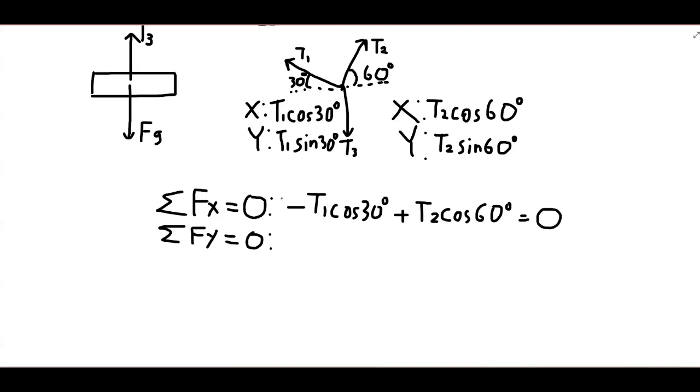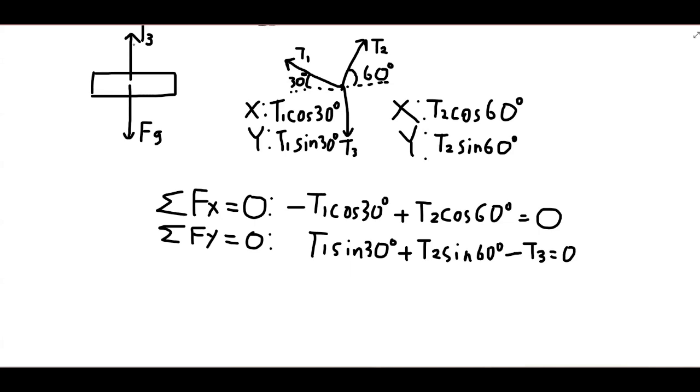And for the y direction, since both the T1 sine 30 and T2 sine 60 are pointing upwards, it's going to be a plus. So T1 sine of 30 plus T2 sine 60. And we have a T3 pointing downwards. So this needs to be a minus T3 here. And that needs to equal 0.